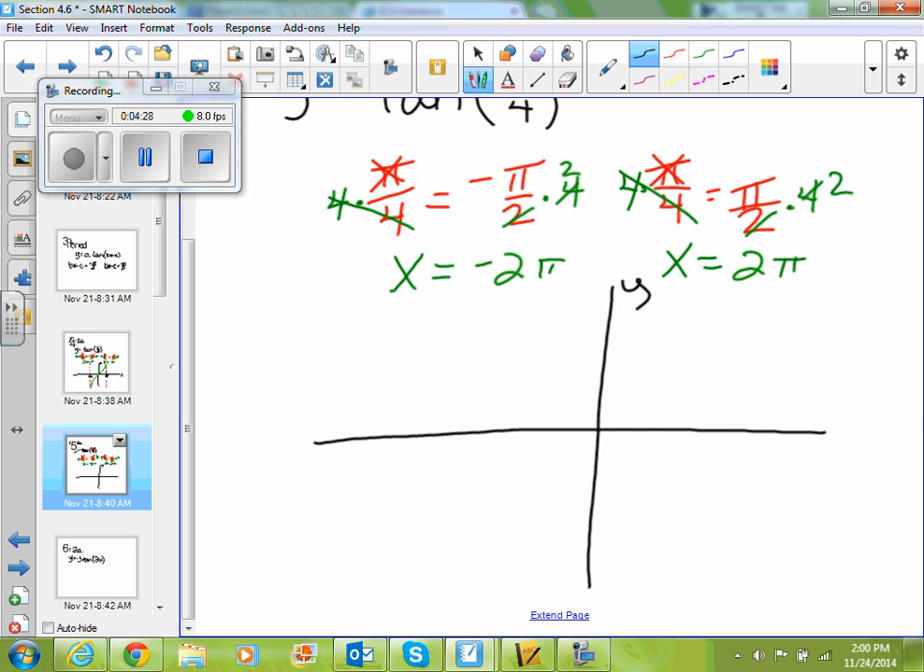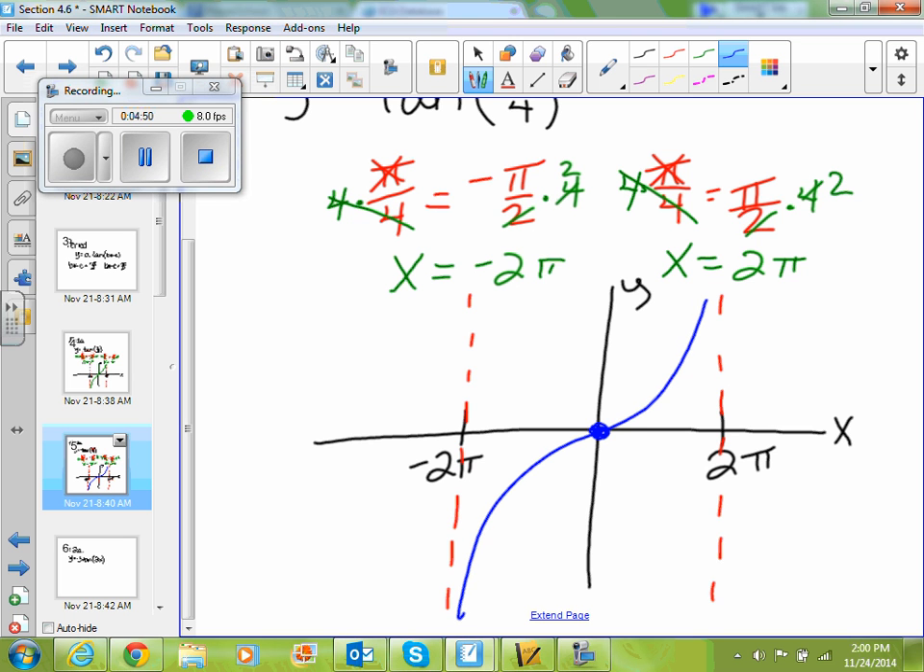So if I start with my x and y axis, I know that my furthest point to the right is going to be 2 pi, and my furthest point to the left is going to be negative 2 pi, and those will make up my asymptotes of my graph. I also know that tangent always crosses through 0, and starts down, ends up. So my first period of tangent would look like that.